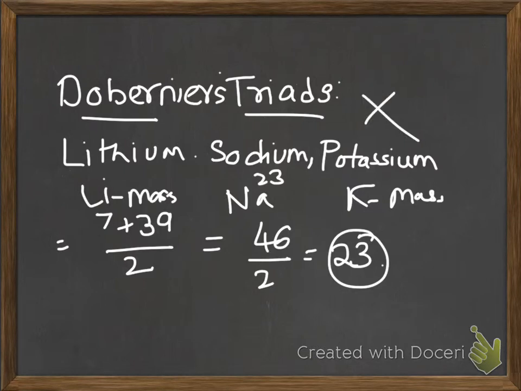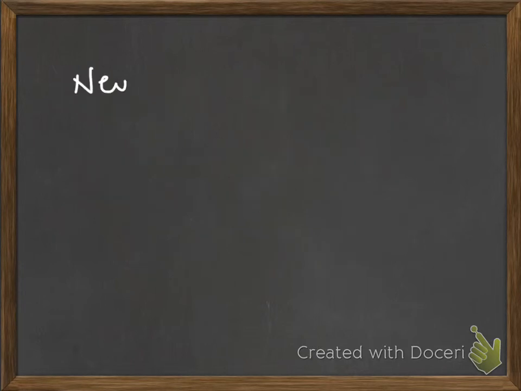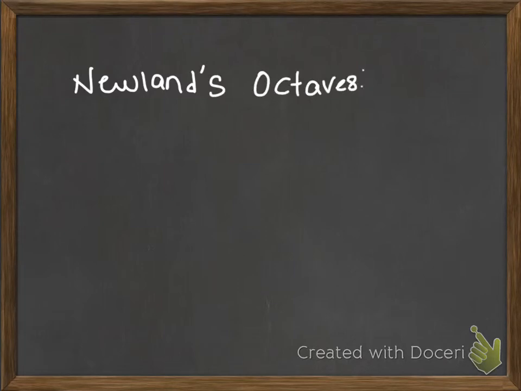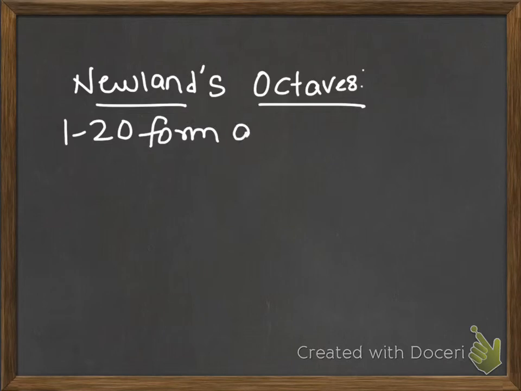So now let's go to another scientist, Newlands. Newlands was the second one to classify the elements of the periodic table. Newlands used a method called Newlands' octaves. This is the method used by Newlands. So what does he mean? The elements from 1 to 20 form musical notes.